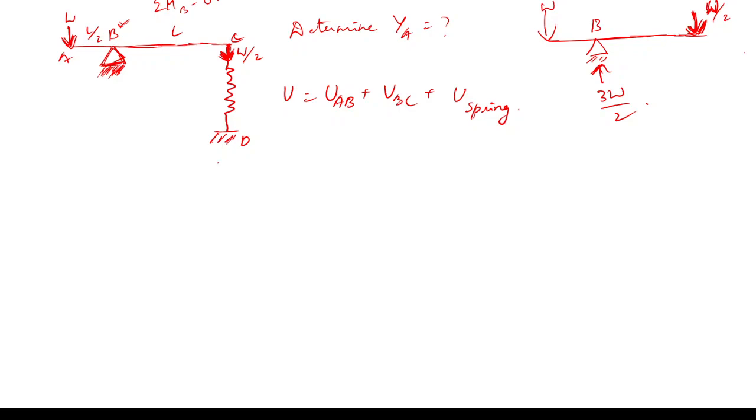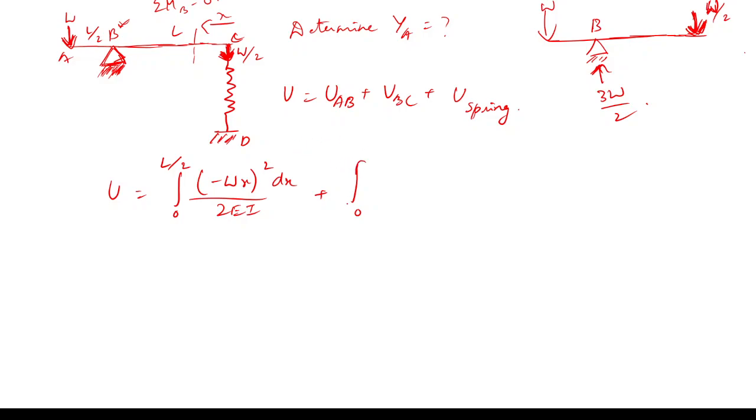So, for example, what is UAB? Integral from 0 to L by 2, minus W into x, the whole square dx divided by 2EI, and this is again clockwise. From here I am taking x. Okay. First part UAB will be 1/48. Okay.